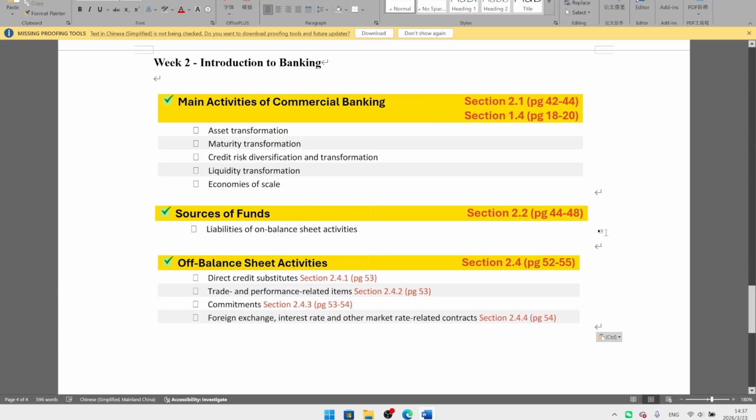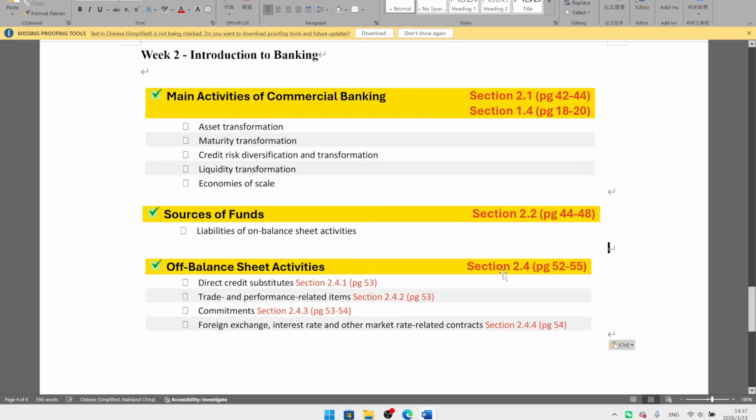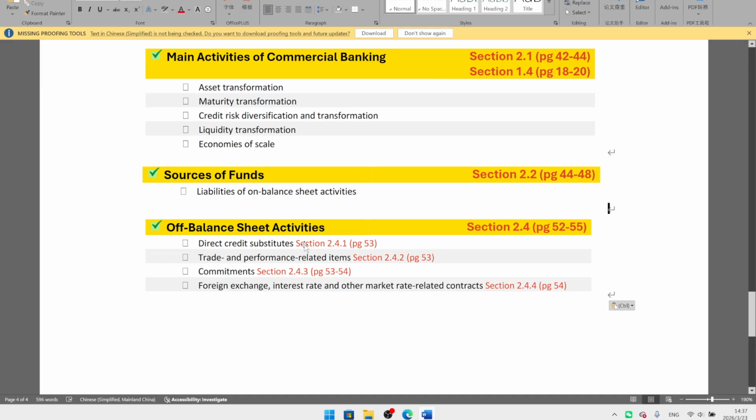So, sources of funds, liability and off-balance sheet. We need to know the difference between the assets and liabilities in the bank's statements. Off-balance sheet activity includes direct credit substitutes, trade and performance related items, commitments, foreign exchange, interest rate, and other market rate related contracts.